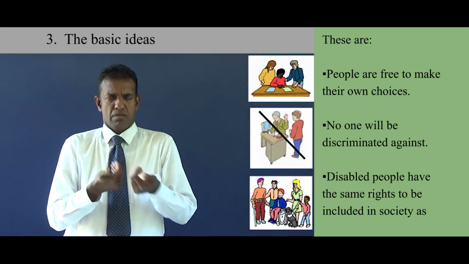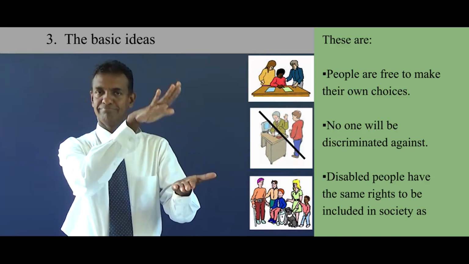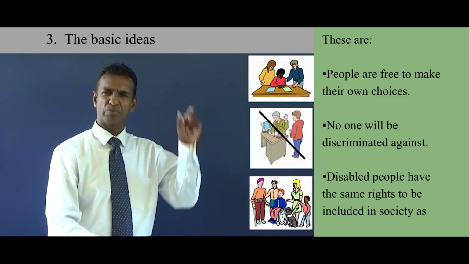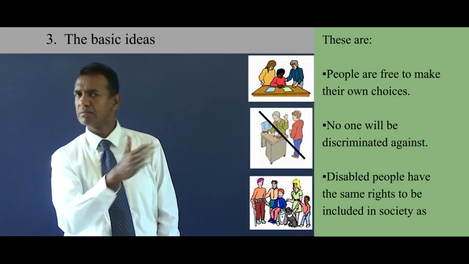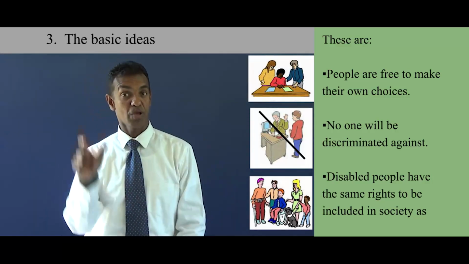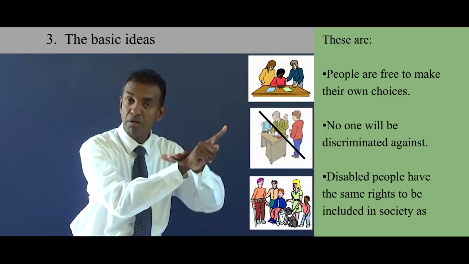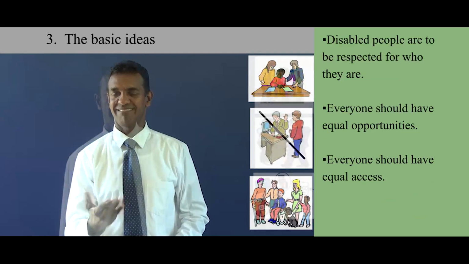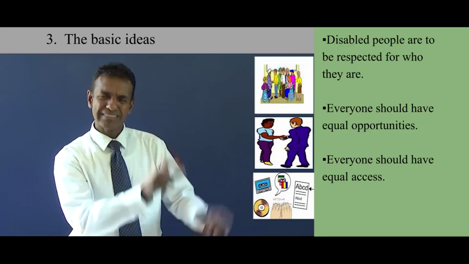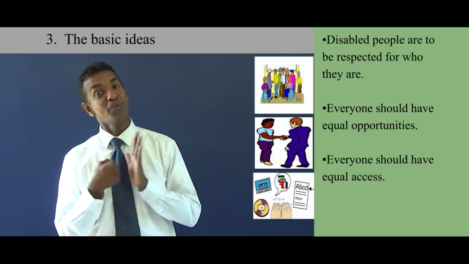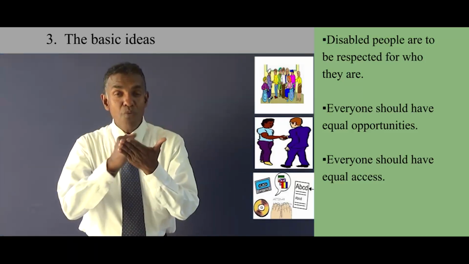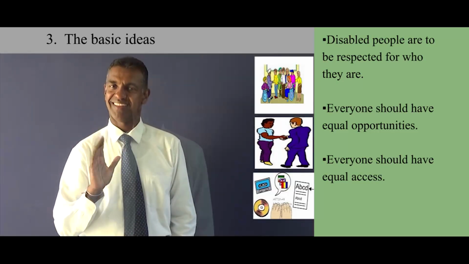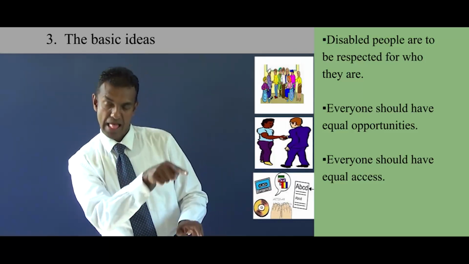The basic ideas. These are: people are free to make their own choices. No one will be discriminated against. Disabled people have the same rights to be included in society as anybody else. Disabled people are to be respected for who they are. Everyone should have equal opportunities. Everyone should have equal access. Men and women should have equal opportunities. Disabled children should be respected for who they are as they grow up.